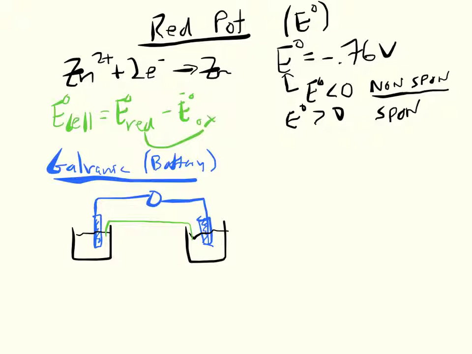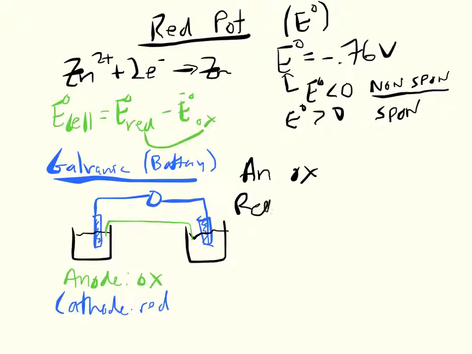Labeling, remember the anode is where oxidation takes place. The cathode is where reduction takes place. Simple way to remember this is an ox, red cat. Anode is oxidation. Reduction is where the cathode happens.